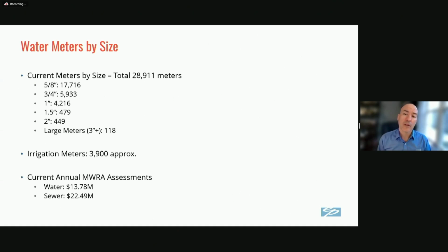Included within the water meters by size are about 3,900 irrigation meters. And just for purposes of the council, currently the DPW is responsible to the MWA for annual assessments of about $14 million for water and about $22.5 million for sewer, which equates to about $36 million annually, which is offset through revenue collected.